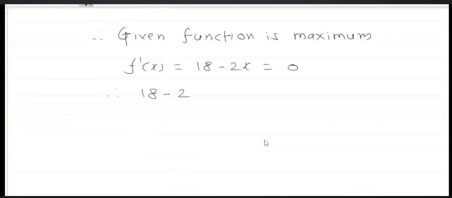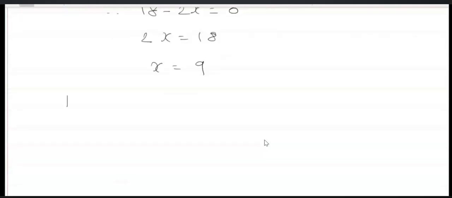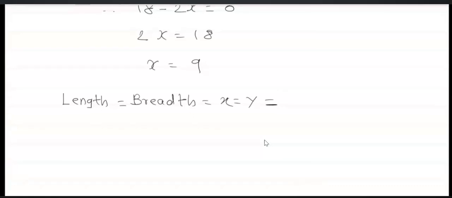Therefore f dash of x is equal to 18 minus 2x is equal to 0. Therefore 2x is equal to 18 and x is equal to 18 upon 2, that is equal to 9. Length is equal to breadth, that is x is equal to y, that is equal to 9 centimeter.